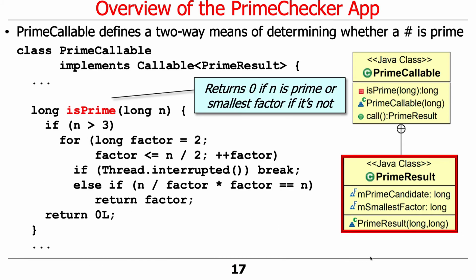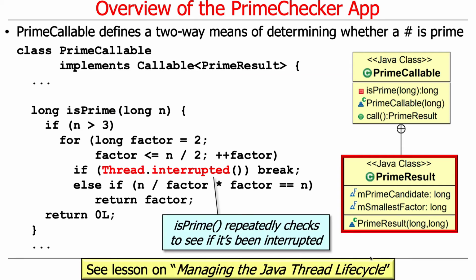Okay, so here is the isPrime method, and this returns 0 if n is prime, or the smallest factor if it's not. And you'll see that this looks pretty much like what we had before. The main difference is every time through the loop, we check to see if we've been interrupted. And if we have been interrupted, then we break out of the loop, and we'll just return 0, which isn't really a good number, but it's the best we can do. At that point, we're done, so we don't care what the result is. So this is an interrupt.